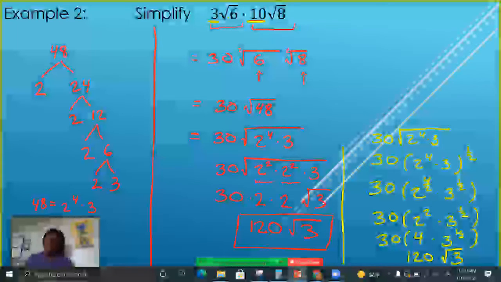Okay, so I hope that answers your question. The 30 didn't need it because it was already outside and we're not taking the square root of it. Is that okay? Okay. Anyone else, please?